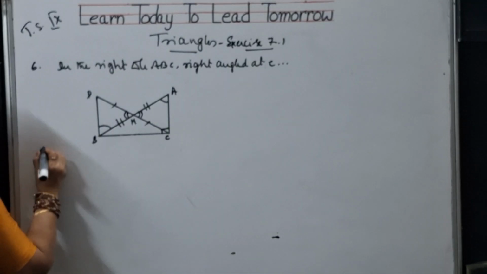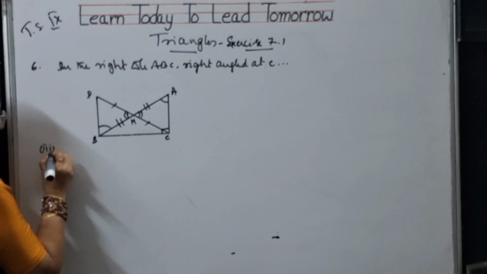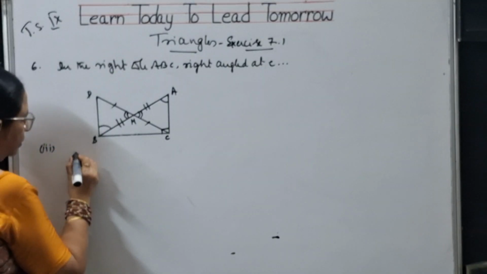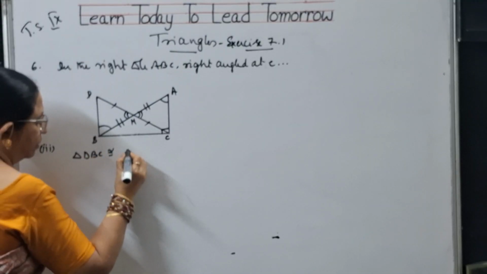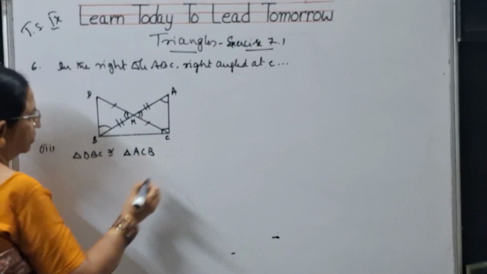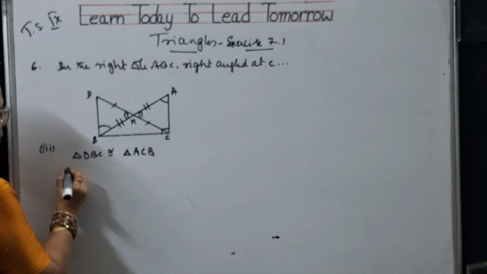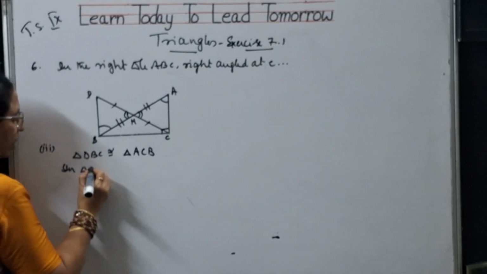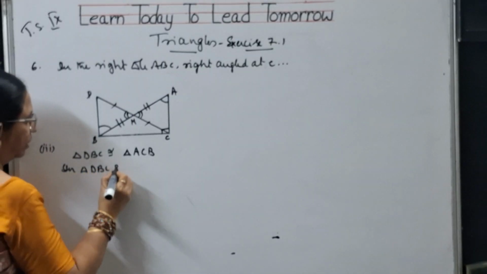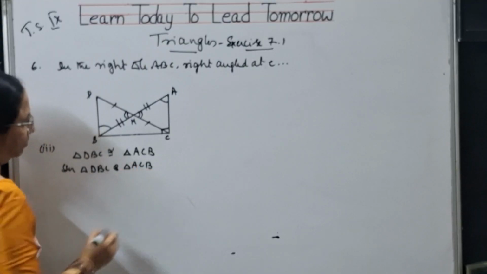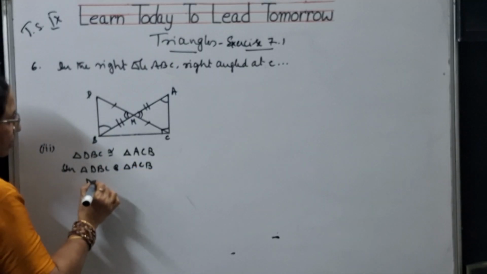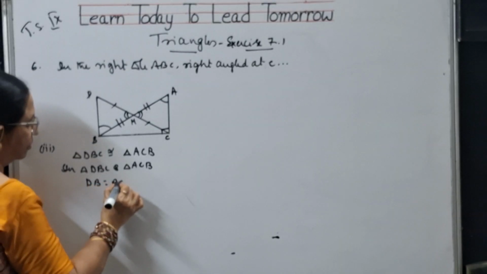Now, third bit. What you need to prove? Triangle DBC is congruent to triangle ACB. This we have to prove. So, in triangle DBC and triangle ACB, in these two triangles, DB is equal to AC.